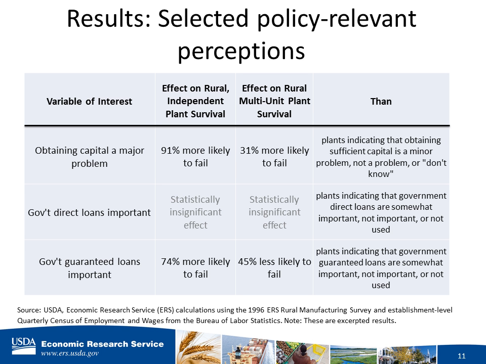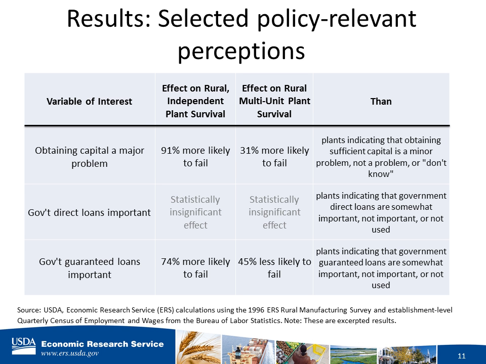Before I dive into these results, this is kind of an interesting slide because a lot of manufacturing plant survival studies look at size and industry and ownership structure, the things I've already talked about, primarily because that's what we have data on. So one really unique thing about this study using the ERS Rural Manufacturing Survey is that we had some information that we've really never used in survival studies. For example, capital availability, like I'm going to talk about here.